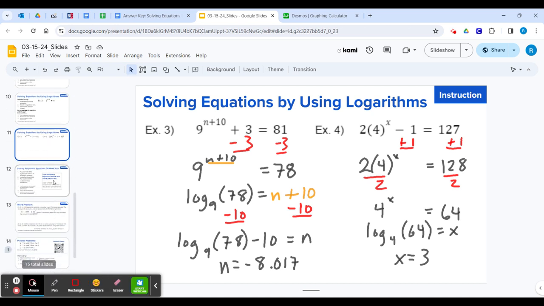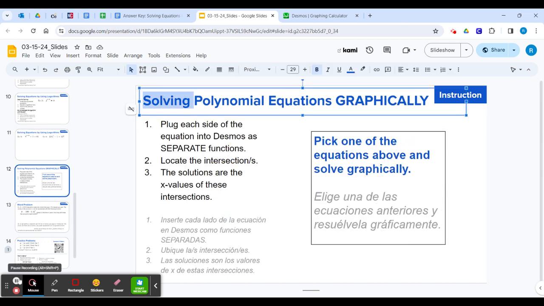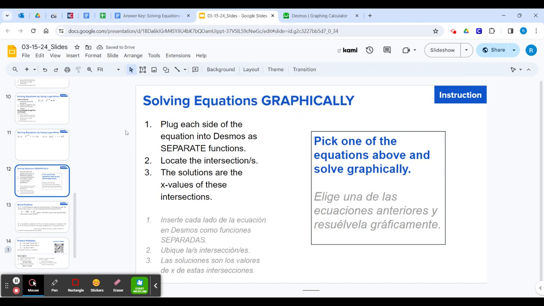So another thing I want to point out, anytime that we are solving, I have a typo up in here. It's not polynomial equations. We are solving equations graphically, any sort of equation. We can plug each side of the equation into Desmos as separate functions, locate the intersections, and then find those x values.